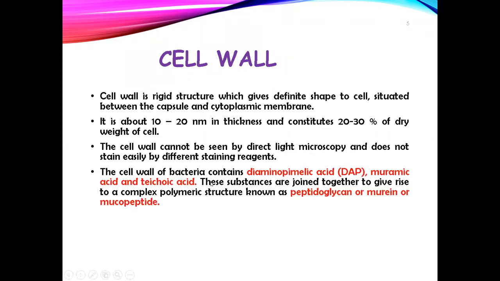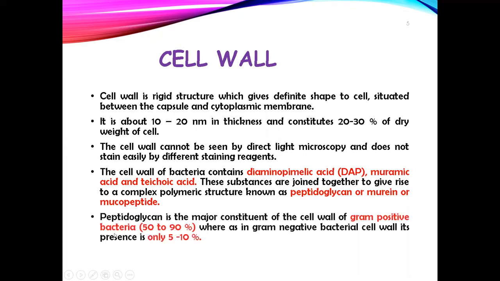and also it does not get stained easily by different staining reagents. So when we see the basic structure of the cell wall of the bacteria, it contains diaminopimelic acid, muramic acid and teichoic acid, and these substances are joined together to give a complex polymeric structure which is known as the peptidoglycan or murein or mucopeptide. So peptidoglycan is the major constituent in gram positive bacteria, whereas in gram negative bacterial cell wall, its presence is only 5 to 10%.